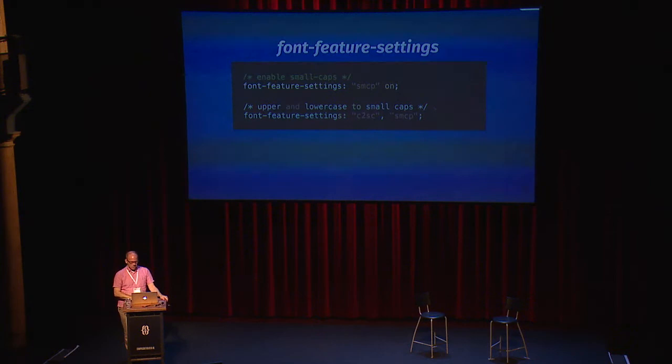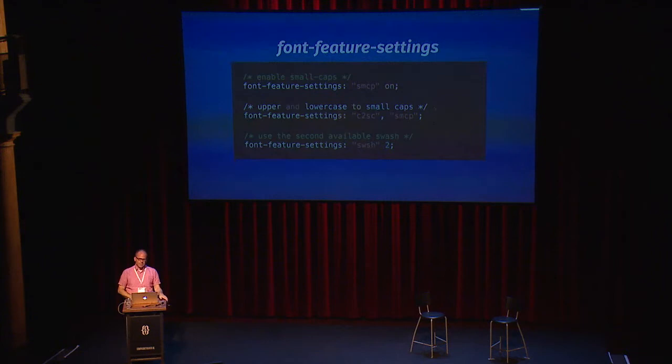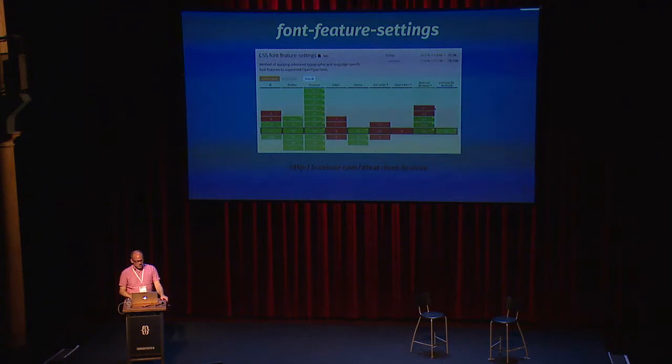You can also turn on swashes. Here, you see we're putting in a number. This means within the font that you're using, you're picking the second variant. So you can see this isn't going to work across fonts. This is going to be very specific to the font that you have in mind. And right now, the feature is pretty much supported across the board. The little yellow square here implies that for Chrome, it's behind a -webkit prefix. Unfortunately, Safari still doesn't support this. And maybe going back to some of Apple's bad blood with OpenType, they're still reluctant to support it, unfortunately.